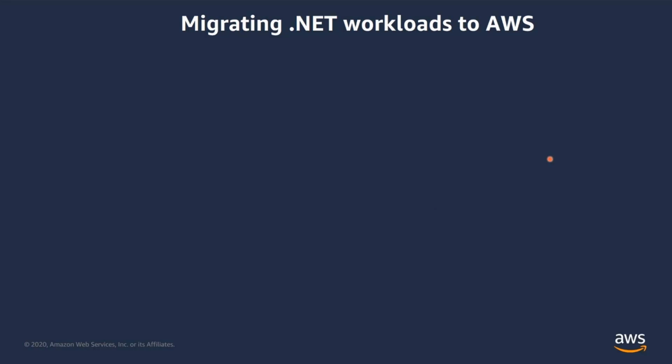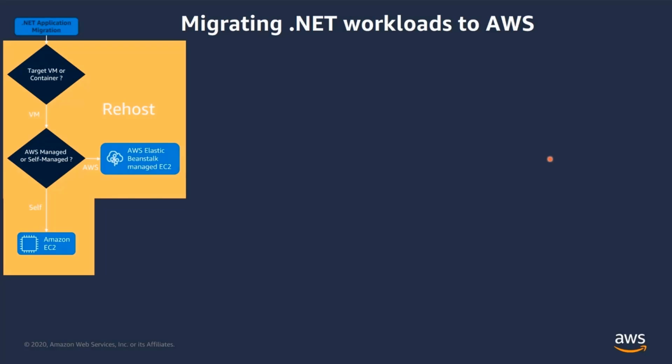So what I would normally do is walk customers through a decision tree here. I start up here and ask the question, do you target a virtual machine or container today? If the answer is a virtual machine, the next question will be, would you like AWS to manage the deployment of those and the scaling of those virtual machines? Or do you want to self-manage? Self-manage, you basically spin up and control those EC2 instances for virtual machine.